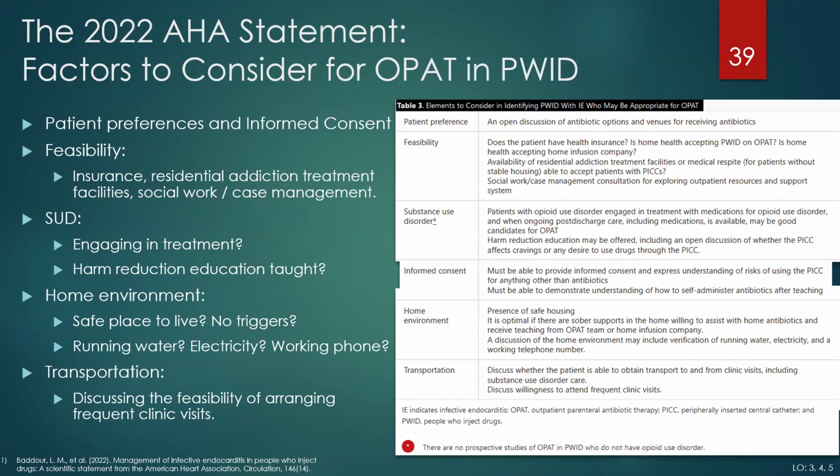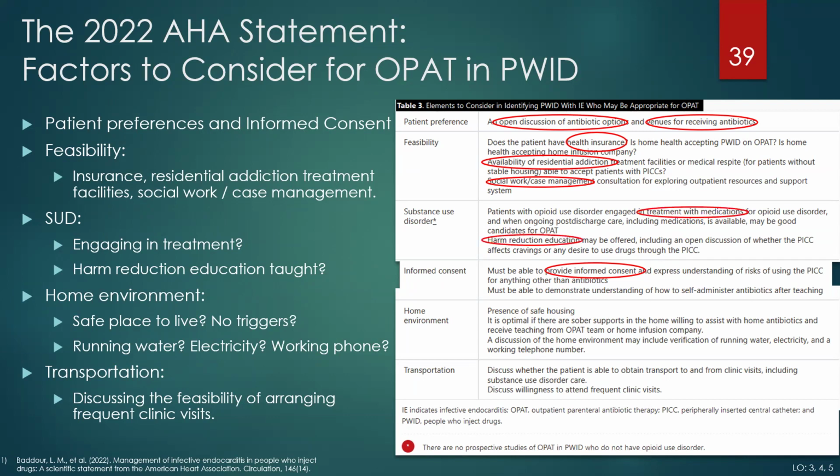And then some factors to consider are patient preferences, informed consent, feasibility, do they have health insurance? Is there availability of residential addiction treatment centers? And do we have a social worker or case manager to help patients with some of these psychosocial factors? Are they engaged with their substance use disorder treatment? Has harm reduction education been taught? Do they have a safe home? Do they not have any triggers at home? Do they have sober supports, running water, electricity, or a working phone so we can call them and check up on them? And do they have transportation to and from appointments?